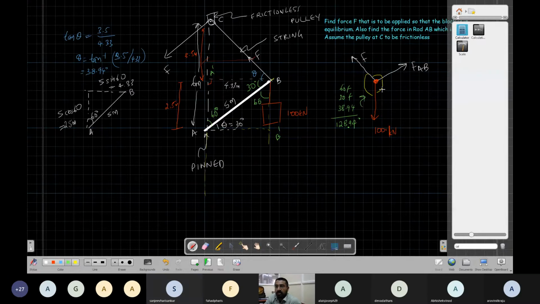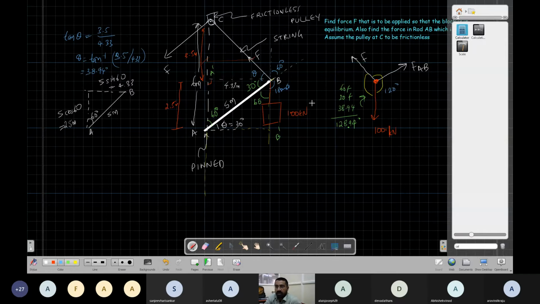Now what about this angle? Can I find this angle? Is there any way I can find that angle? 180 minus 60. Yes, the logic behind that is: if this is 60, this is also 60. If you see this vertical angle, this is 180 minus 60. So that angle is 120 degrees.